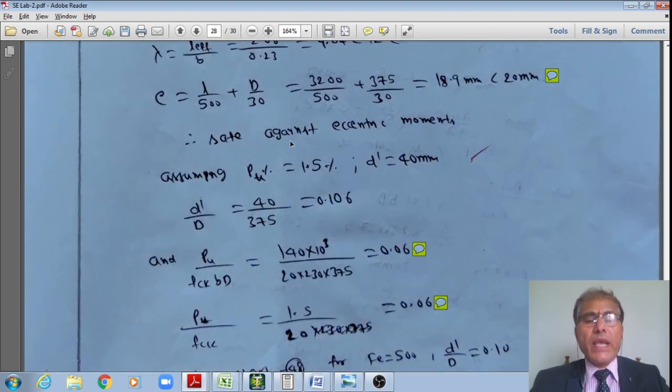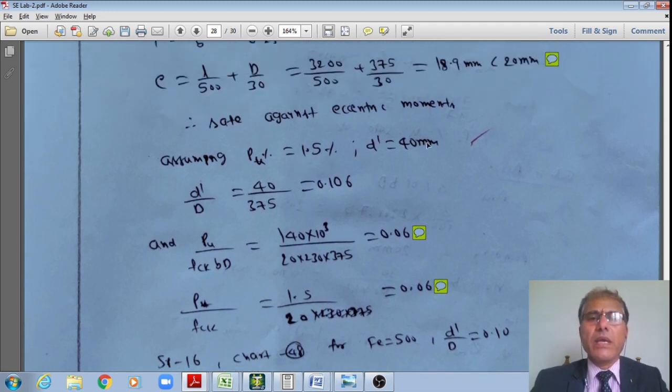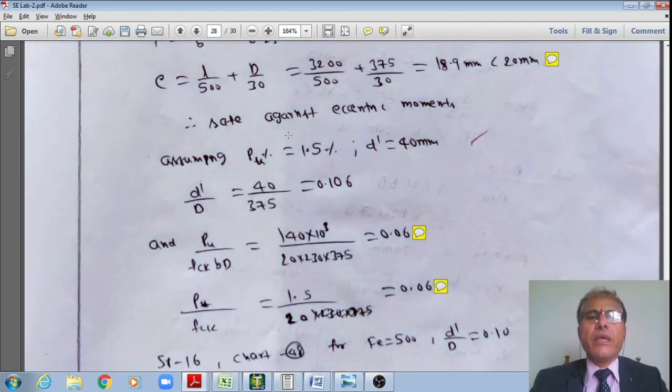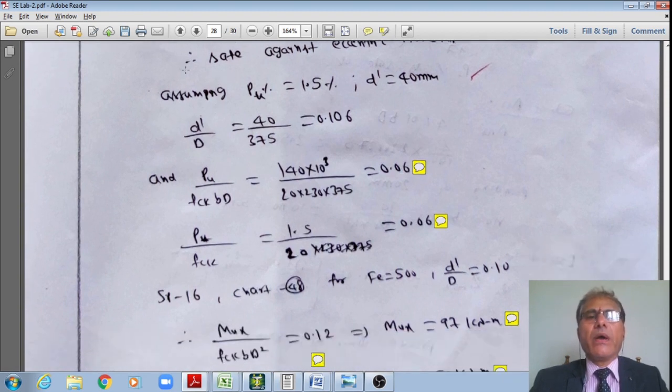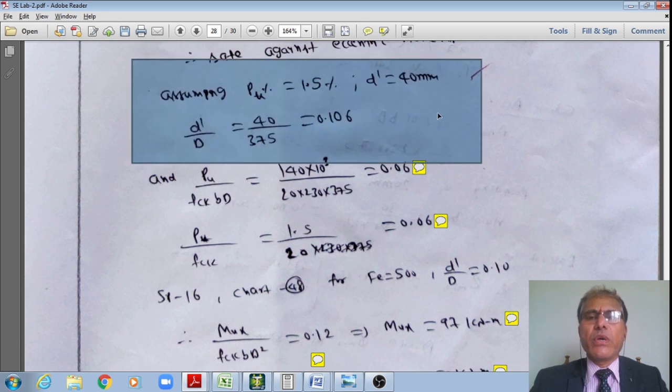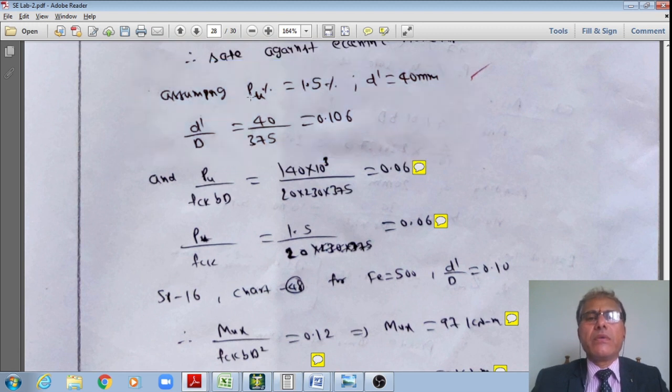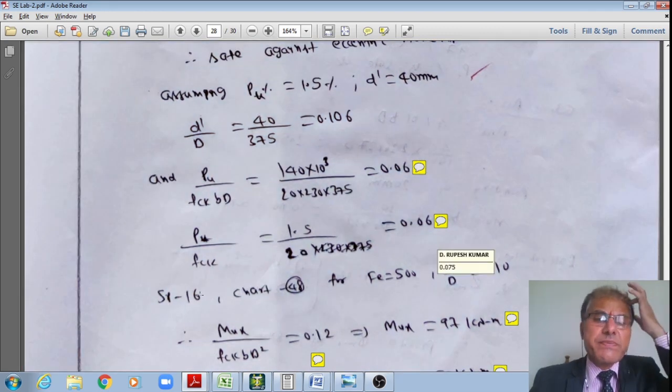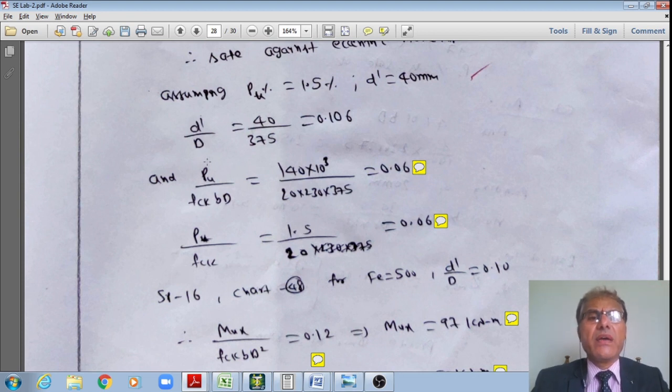Whereas in the previous case, I had taken the moment about the x-axis from minimum eccentricity. Now I don't require that codal specification. Therefore, here I am just assuming that the percentage of the steel to be provided as 1.5% and the effective cover to the main steel of this column is equal to 40 mm. Therefore d prime by d now works out to 0.106. Now I'll go to the SP16 chart number 48.